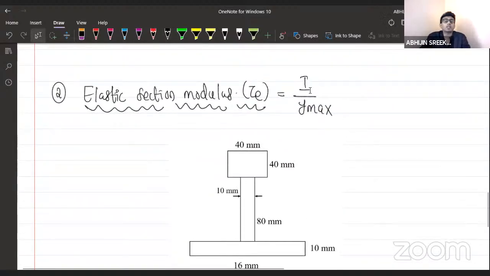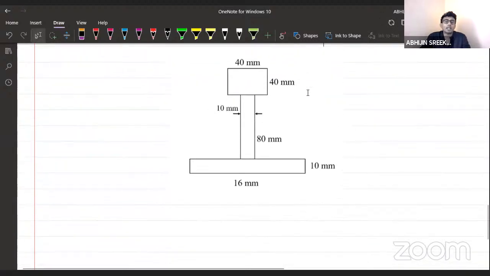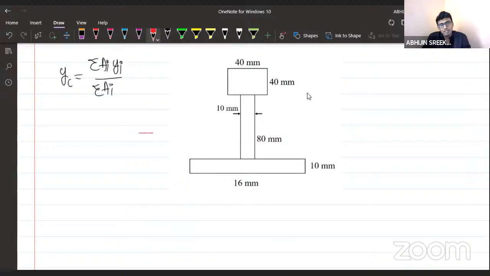I need to calculate the I value. So first of all, calculate the I value here. I value means moment of inertia of the section. How to calculate the I value? In order to calculate the I value, first of all, I need to find the centroidal axis. In order to calculate the centroidal axis, I need to use this equation: sigma A_i Y_i divided by sigma A_i will give you the centroidal axis. But in this question, we are already given the centroidal axis.